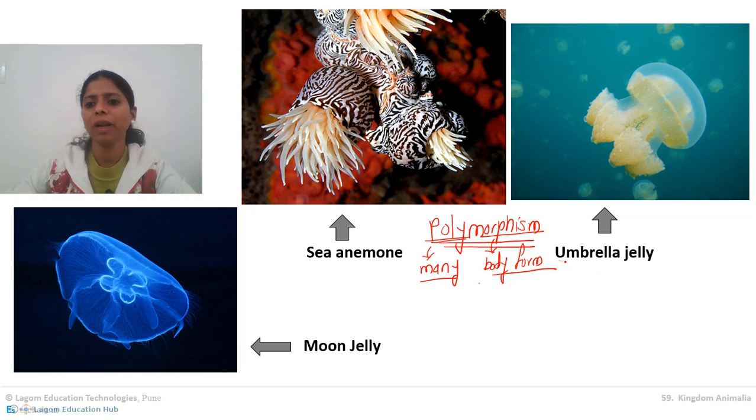Now to understand polymorphism, try to understand a few things. Look at this umbrella jelly. Can you see? When we see this umbrella jelly in the ocean, if we observe it for its lifetime, it will be a jellyfish. Always it is a jellyfish. From birth to death it will always look similar. Small jellyfish, then it will grow up, but it will be a jellyfish.